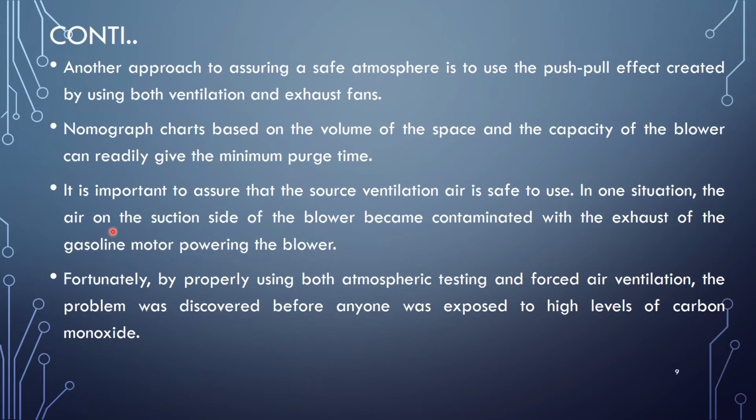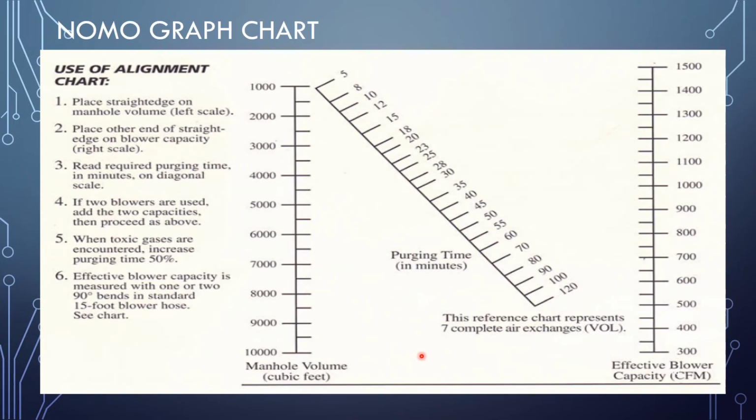You see, the air on the suction side of the blower becomes contaminated with the exhaust of the gasoline motor powering the blower. So the last point, a high level of carbon monoxide may lead the person to die. The next, I have already explained for you. This is very, very important. You must know how to draw it.